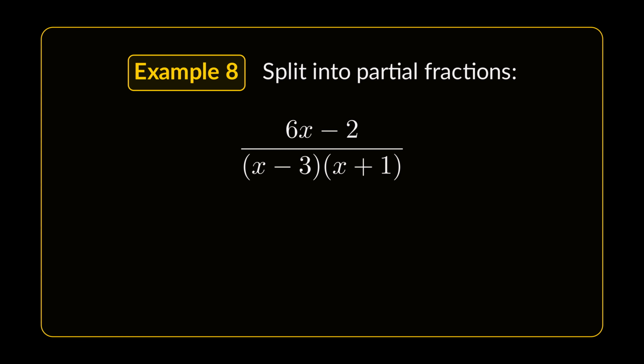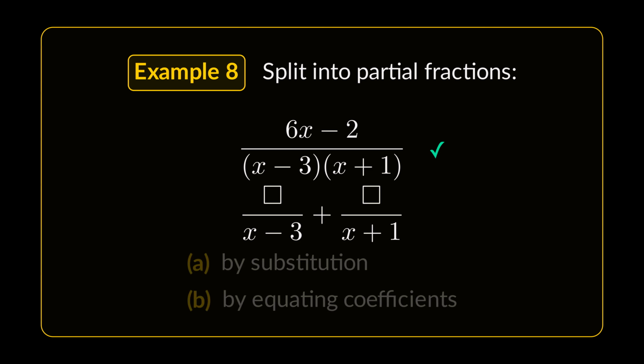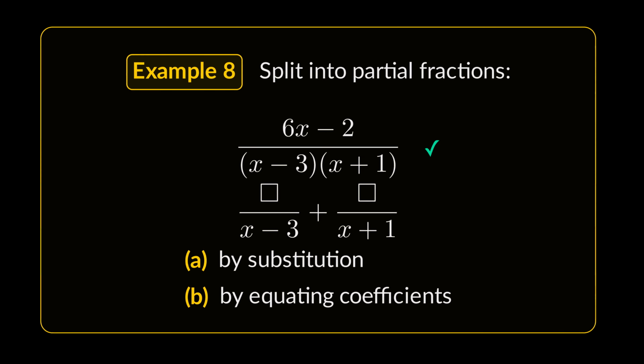So let's earn it on a real one. This single fraction, and notice, the bottom is already split into two different brackets. That's exactly our green light. We want to rewrite it as something over x minus 3, plus something over x plus 1. And we're asked to do it twice, first by substitution, then by equating coefficients. Same answer, two different routes there.